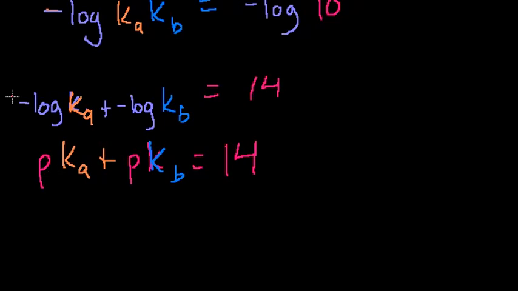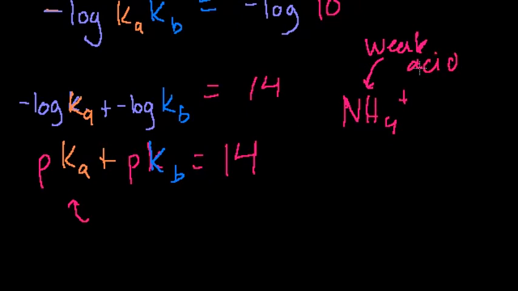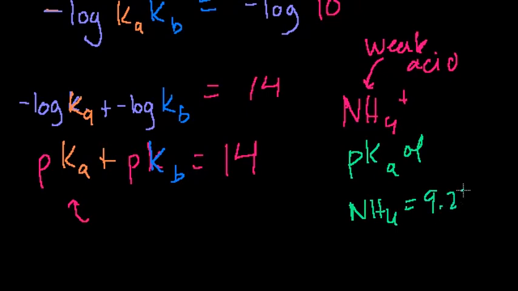Now, why is this useful? Well, if you know the pKa for a weak acid, for example, let's say we have NH4 plus. This is a weak acid, right? It can donate an H, but it's not an irreversible reaction. That H can be gained back. So this is a weak acid. If you look it up on Wikipedia, it'll tell you the pKa of NH4 is equal to 9.25. So this is 9.25 for ammonium.